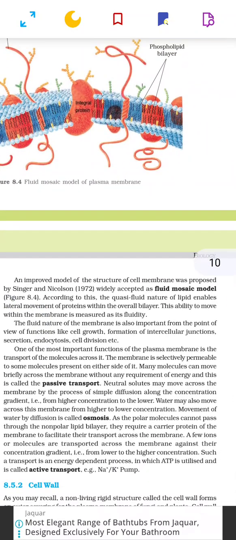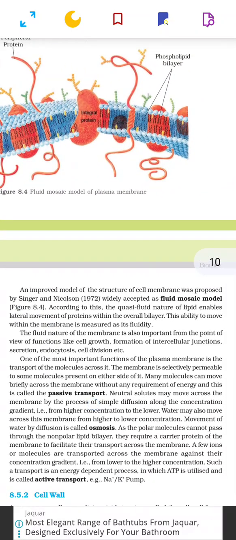An improved model of the structure of the cell membrane was proposed by Singer and Nicolson in 1972, widely accepted as the fluid mosaic model. According to this, the quasi-fluid nature of the lipid enables lateral movement of proteins within the overall bilayer. This ability to move within the membrane is measured as its fluidity. The fluid nature of the membrane is also important from the point of view of functions like cell growth, formation of intercellular junctions, secretion, endocytosis, cell division, etc.